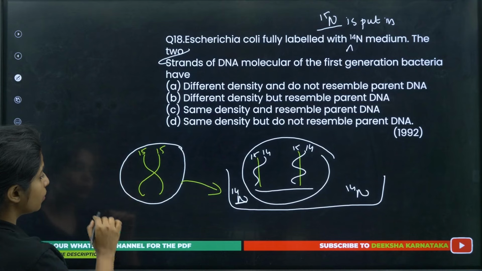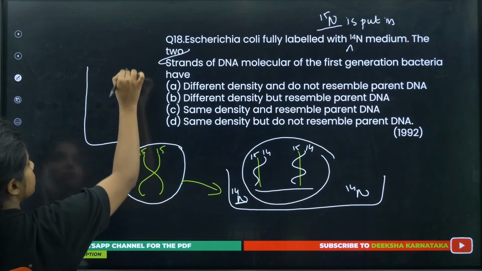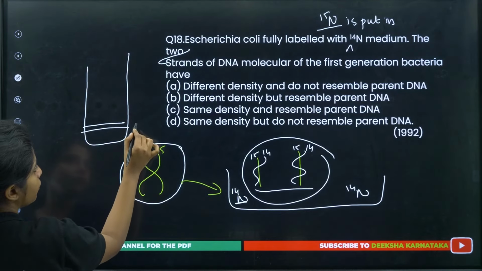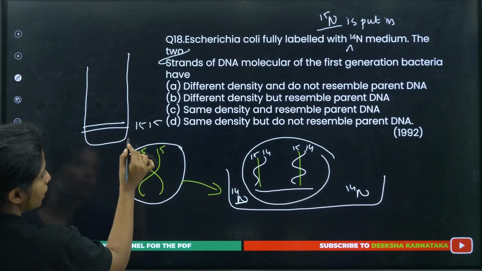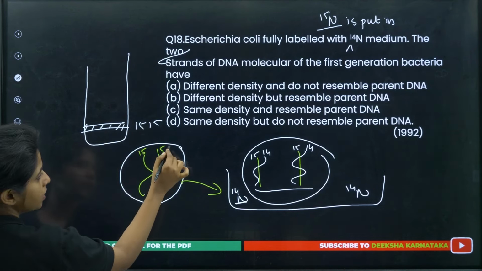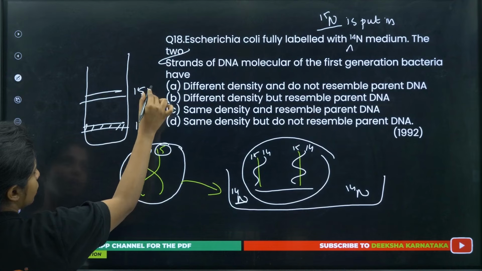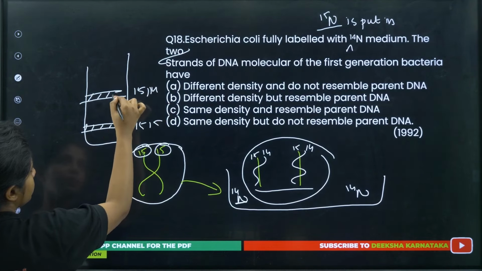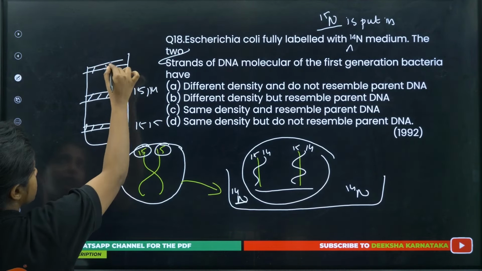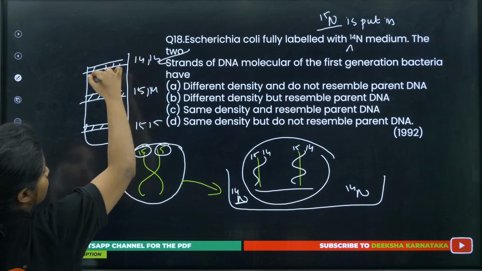Yes. So according to the experiment done by them, the one that had 15 and 15 will be in the bottom because it is the high density isotope of nitrogen. Now the one that has 15 and another 14 will be in the middle, intermediate level, and the one that is light, that is both of them are 14, will be at the top.